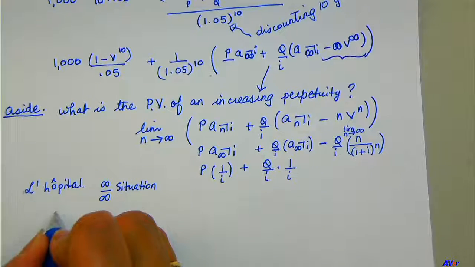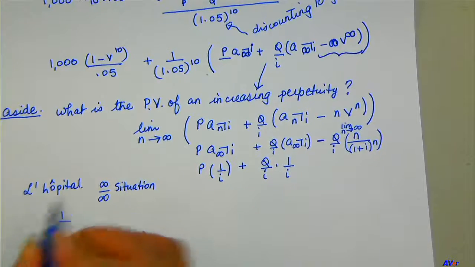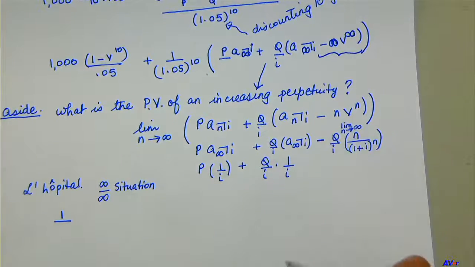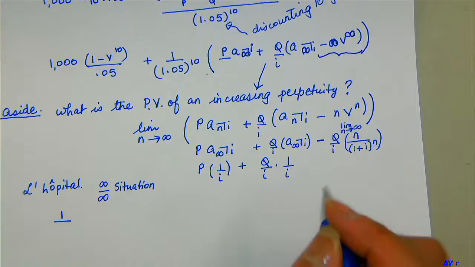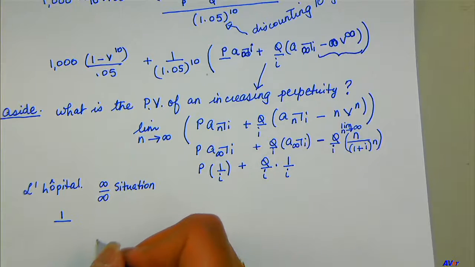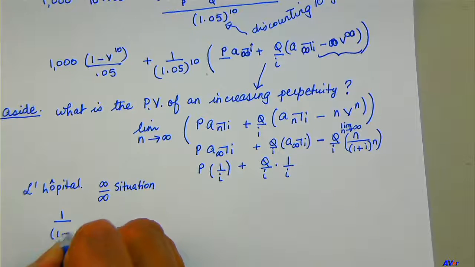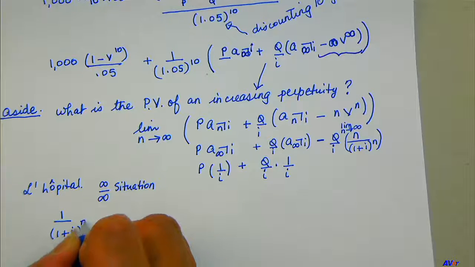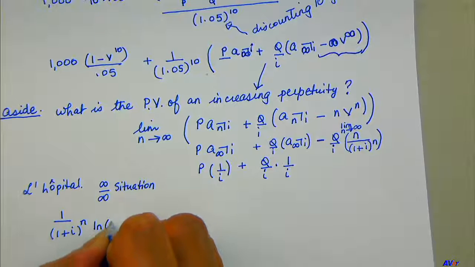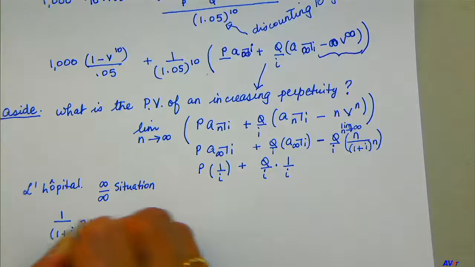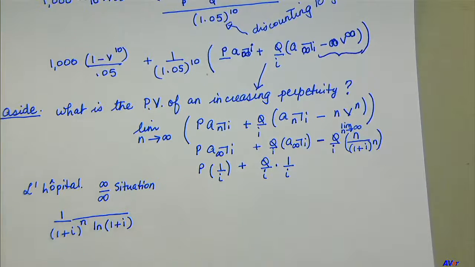So this would be 1. That's the derivative of n. And what's the derivative of 1 plus I to the n? It would be 1 plus I to the n, ln 1 plus I. 1 plus I is a constant. Agree?